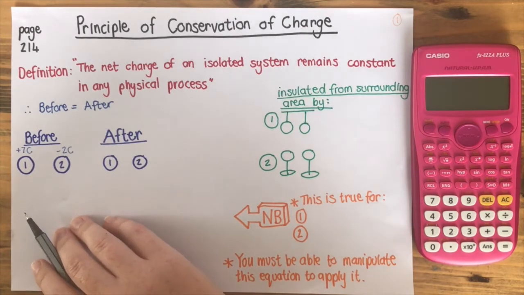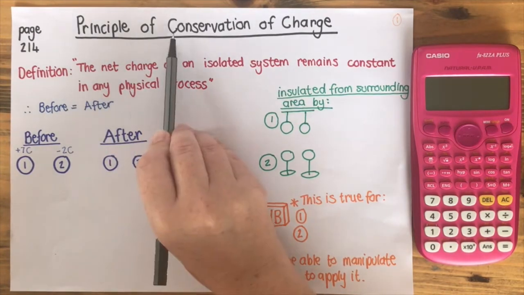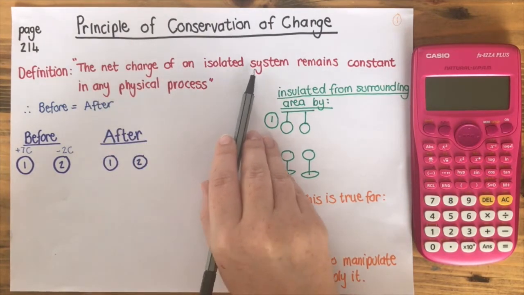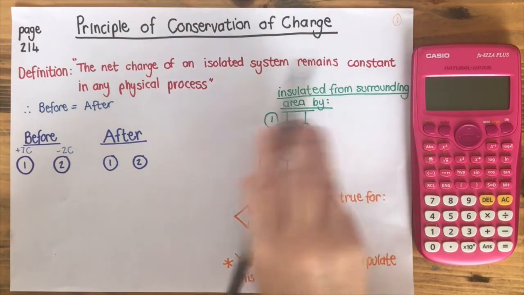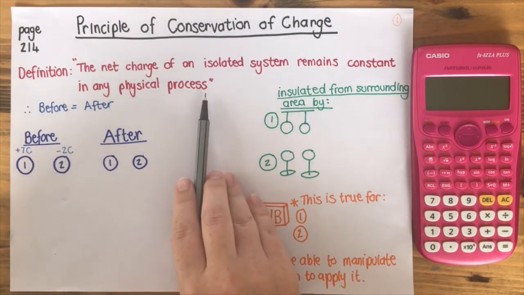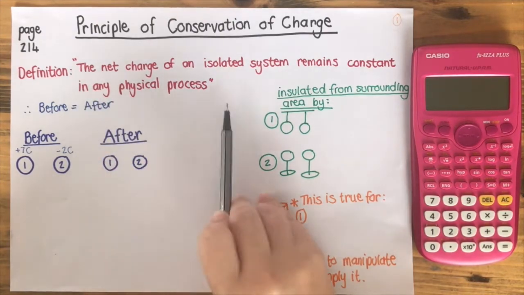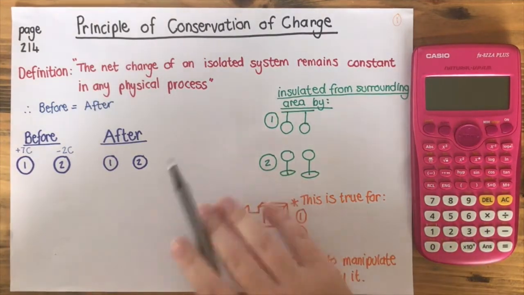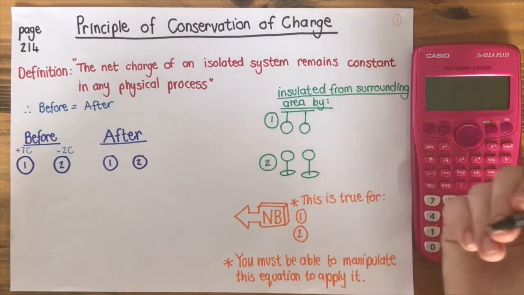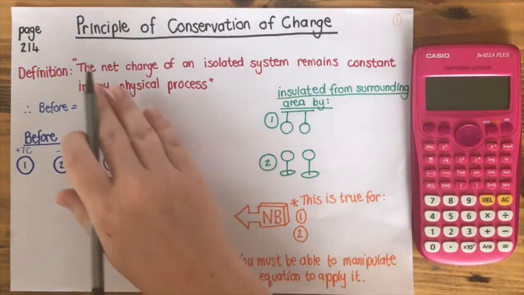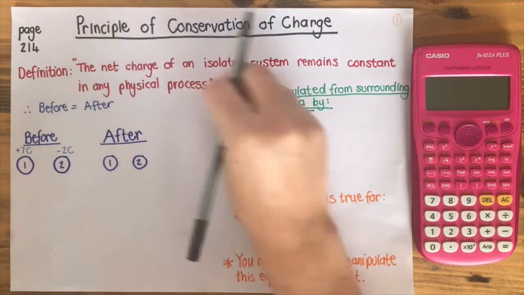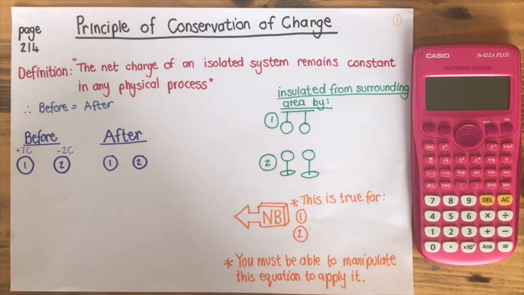So from your exam guidelines, you will read that the definition of this is that the net charge of an isolated system remains constant in any physical process. You need to memorize that, but this teaches you so much that you can use in the application of the principle of conservation of charge. So I'm going to go through, I think there's 3 or 4 parts here that I'm going to break down for you guys and explain bit by bit.